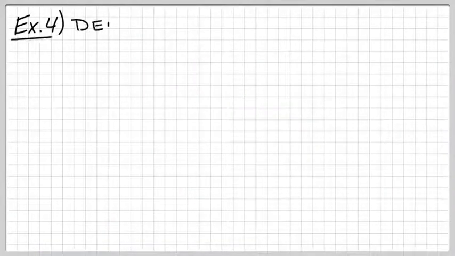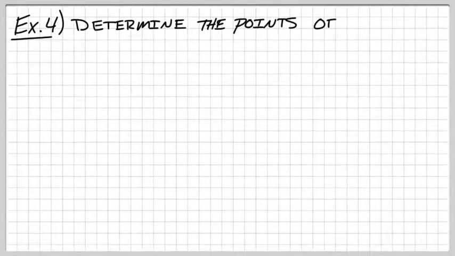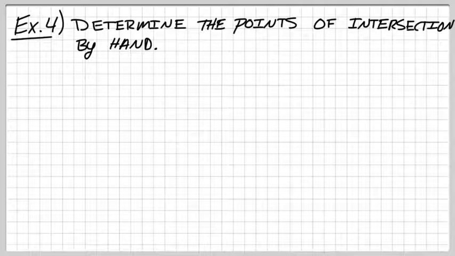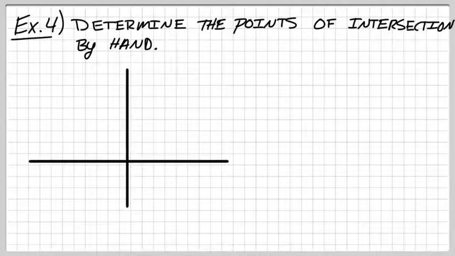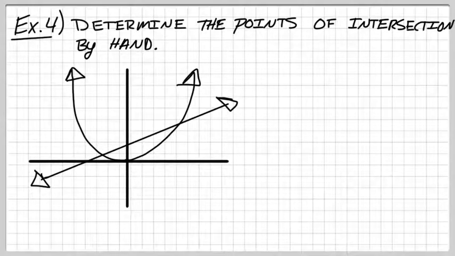All right, last example. Example 4. The directions are: determine the points of intersection by hand. Well, what do you mean? I'm going to give you a really basic graph. You don't have to do any tick marks. I just want a parabola and a line that looks like that. And we're going to determine those intersection points by hand.